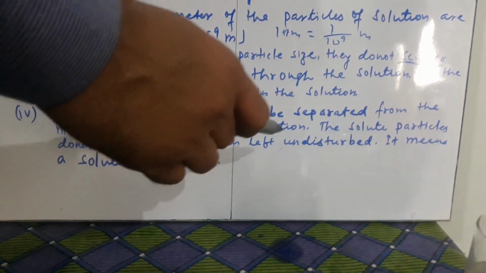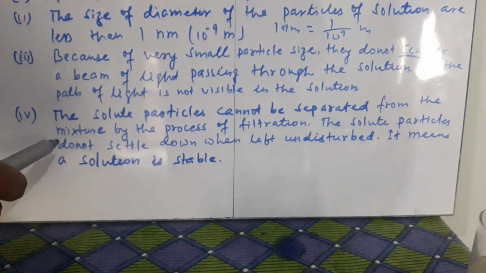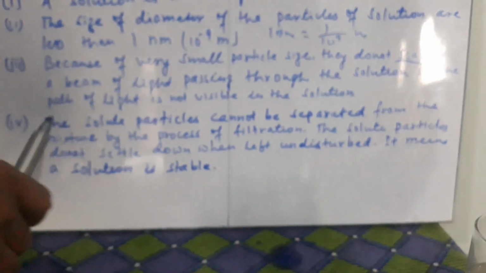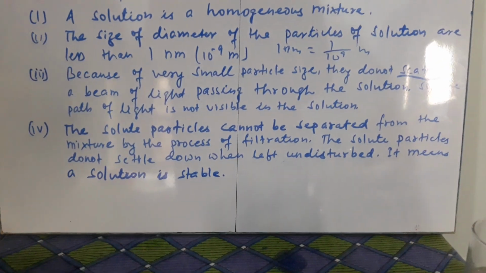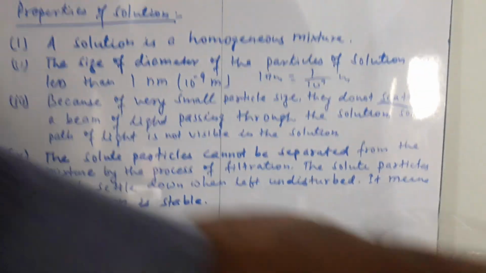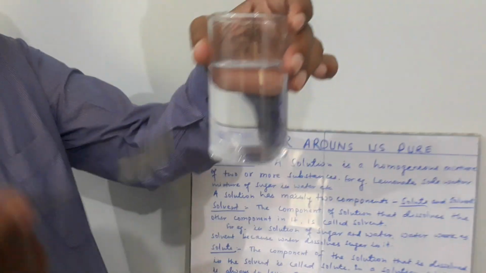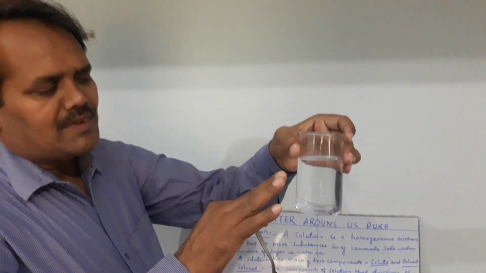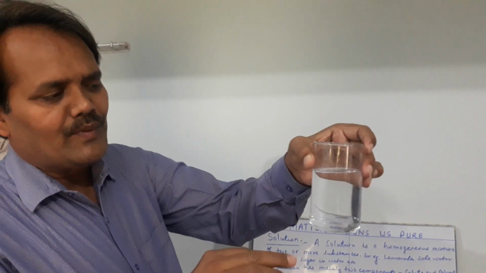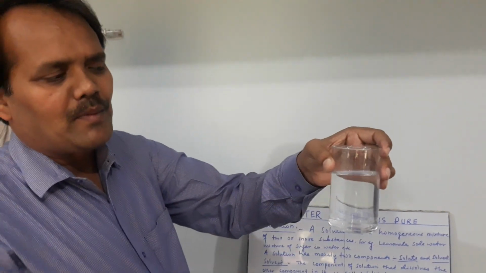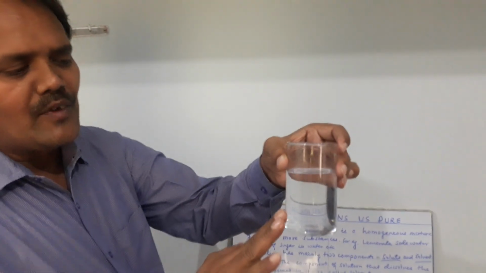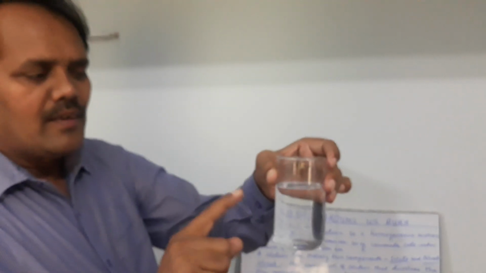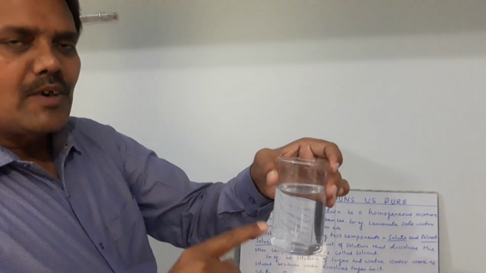The last property is that the solid particles cannot be separated from the mixture by the process of filtration. The solid particles do not settle down when left undisturbed. It means our solution is stable. The solid particle dissolved here cannot be separated with filter paper, because the whole mixture will pass through the filter paper. We cannot separate sugar from water with filter paper. We can separate it by the process of evaporation, not filtration.